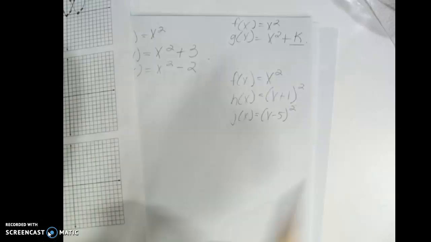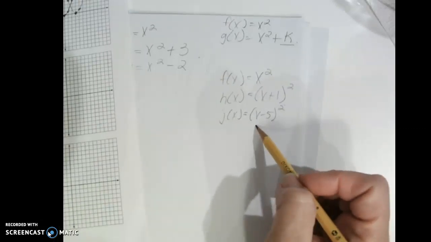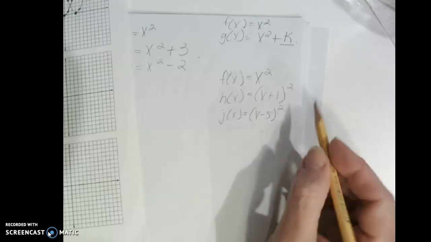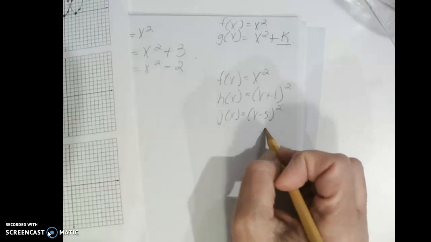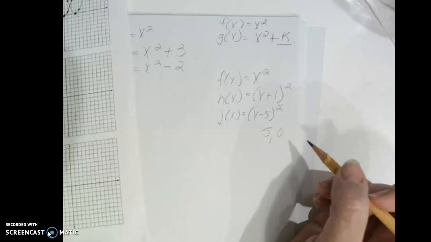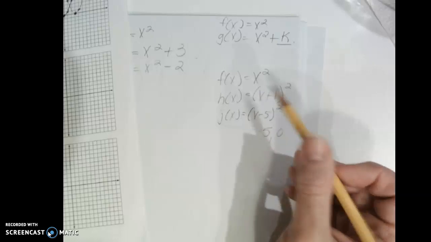So I need to add then, when we're talking about the vertex now, if I see like this x minus 5, the vertex on this is going to be (5, 0), because it's moving to the right. This one would be (negative 1, 0), the x plus 1. Okay?